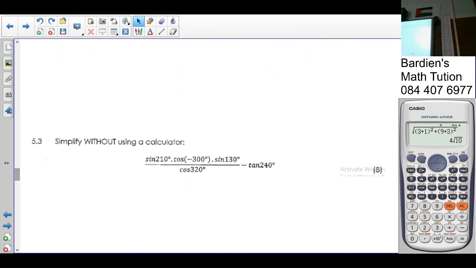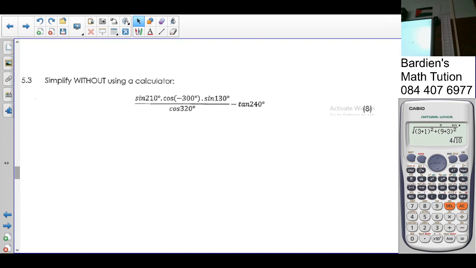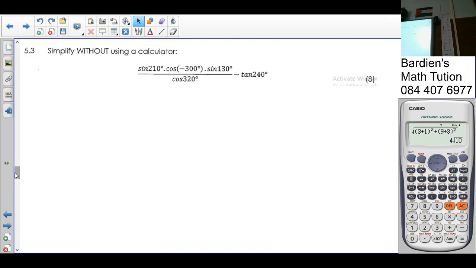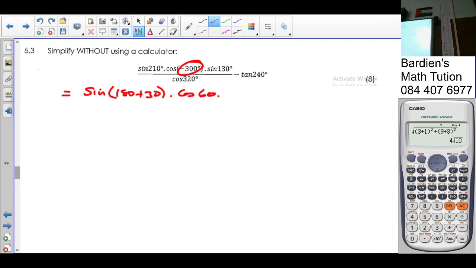Next question, 5.3. The question says simplify without using a calculator. So again, if it says without a calculator, what should come to mind is the special angles: the 30, 60, 90 and so on. So sine of 210, which quadrant is 210 in? It's 180 plus 30, so that is negative. Remember, when you add 360 or subtract 360, that doesn't change the value of anything. So if I add 360, it's going to give me my acute angle of cos of 60.